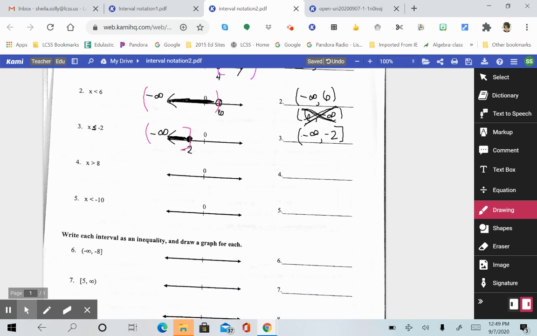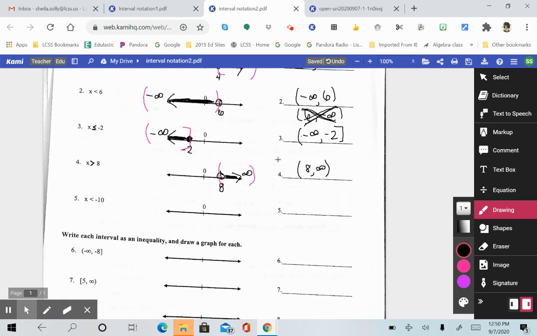You pause the video and try number 4 and number 5. Number 4 is going to look like this. We put an empty circle at 8. Since it's pointing right, we shade right. It's approaching positive infinity. Now we want to put parentheses at 8 and parentheses at infinity, enclosing our solution set. It's parentheses because it's an empty circle. So we have parentheses 8, comma, infinity. And there's always parentheses with infinity.